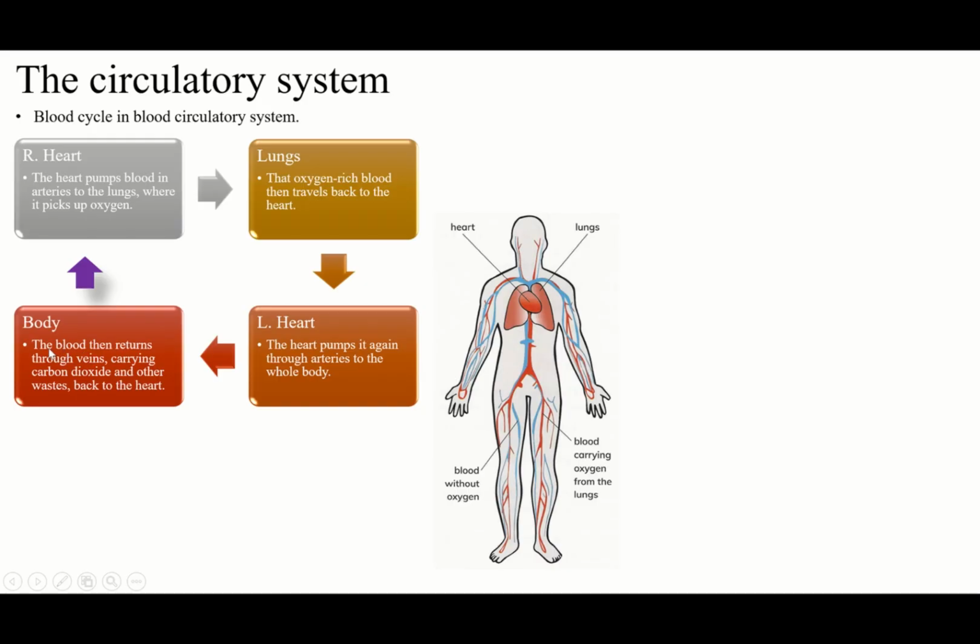To the body. It's going to go to all the cells in the body, and all the cells will give back their wastes. All the waste inside the cell will be given to the blood. The blood is going to return it to the heart. Then the heart gives it to the lungs, and full of oxygen, again to the heart. The heart will send it to the body. You know, the cycle continues like that, continuously.